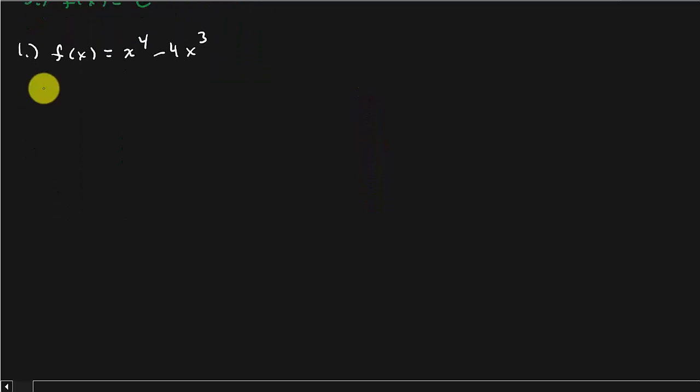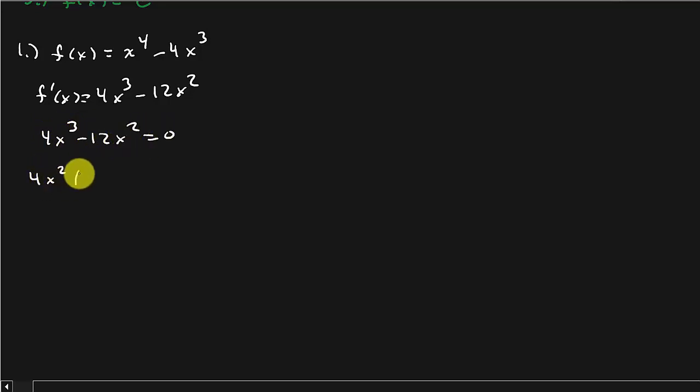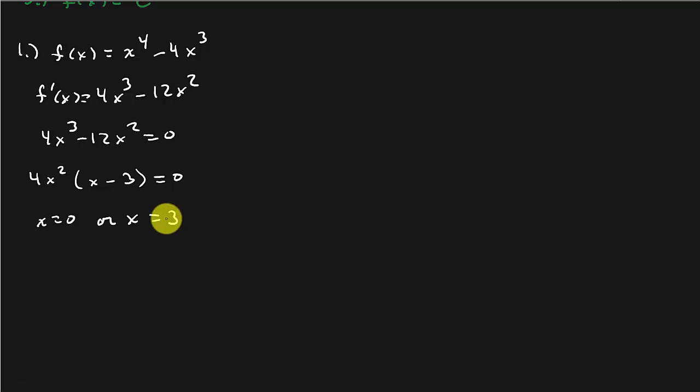So I've got f prime of x is equal to 4x cubed minus 12x squared. So 4x cubed minus 12x squared equals 0. So that's 4x squared times x minus 3 equals 0. So I get x equals 0 or x equals 3. All right, so there's my critical numbers.